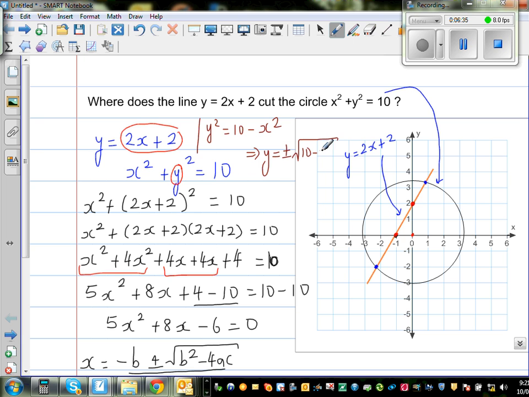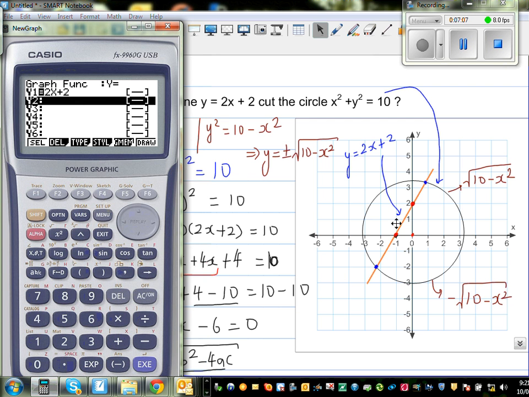So we have to trick the calculator. We have to draw this top bit. This top bit is plus square root of 10 minus x squared. And this bottom bit is minus square root of 10 minus x squared. I'll show this on a calculator. So we'll have to find two answers separately, because a circle by definition is not a function, because this cuts the y-axis at two points. So your calculator cannot draw the complete circle in this menu.